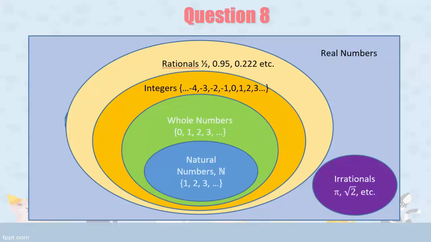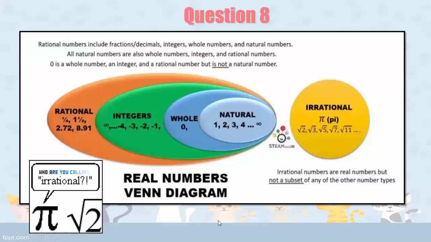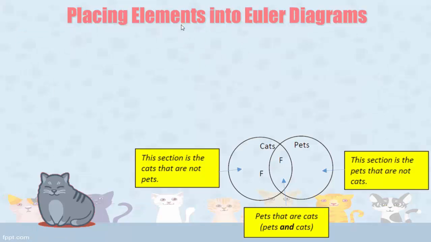So if we were to look at the real number system, we see, as I just mentioned, the irrational numbers are not within the main diagram here. They're outside of the main diagram because they do not overlap the rational integers, whole numbers, or natural numbers. Recall that these make up the real number system. So we see that the irrational numbers are real numbers, but they are not a subset of any of the other number types. So now we're going to place elements inside the Euler diagrams.